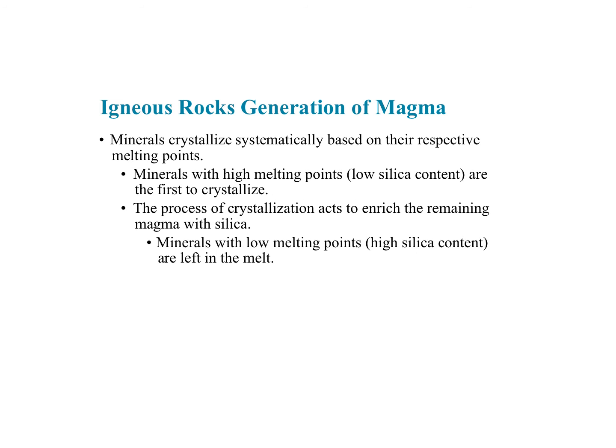And of course, the reverse of that process is true. As the magma cools, minerals will crystallize systematically based on their melting points. So minerals with different melting points will crystallize at different temperatures, just as they melt at different temperatures. And minerals with high melting points, those have low silica content, are going to be the first to crystallize. The process of crystallization acts to enrich the remaining magma with silica. And minerals with low melting points, those that have a high silica content, are going to be left in the melt.